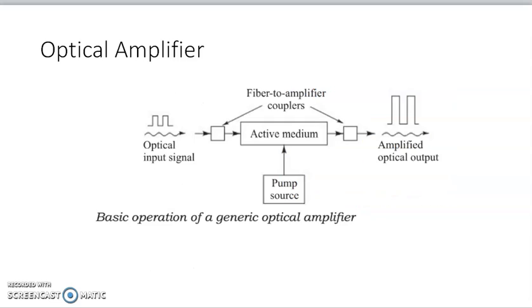So generally, an optical amplifier amplifies the signal. In the basic operation of an optical amplifier, it has a pump source. It provides the energy to the active medium, and then when the optical signal propagates through this active medium, the electron provides the energy to the optical signal, so that amplification takes place.